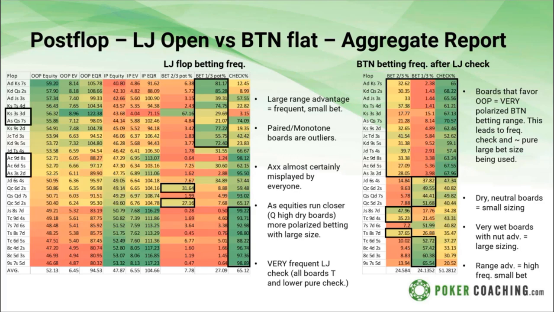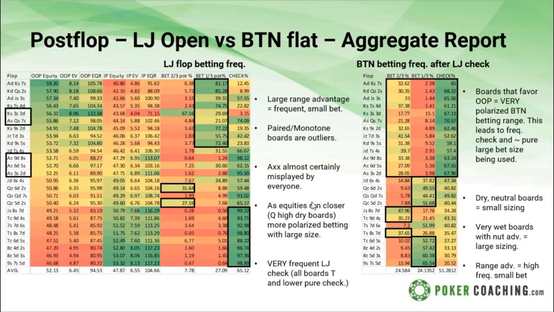And on these same boards where the low jack has a large range advantage, when checked to, the button's really going to polarize his range. You can see that there's effectively 0% small bets being used. And so just checking a lot from the button and using a large bet size.